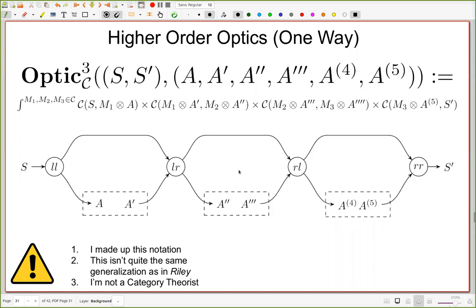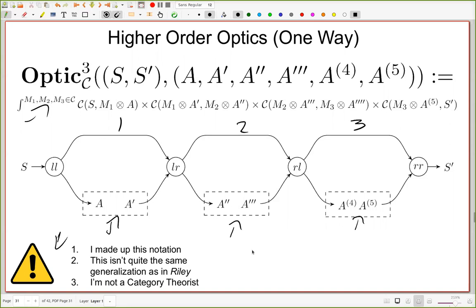And this is really the cool thing. If you've been falling asleep until now, wake up right now, because this is what I've been building towards for the past 25, 30 minutes. There's something called a higher order optic, and Riley defines this, but he doesn't quite define it this way. A big warning: I made up this terminology, but I find it really helpful. There's something called a higher order optic, in this case a three optic, and it basically looks like one, two, three optics chained back to back, and this is the definition of it. Three optics have three holes, and they have some composition rule that I'm going to show you in a little bit. So that's one way to define three optics.